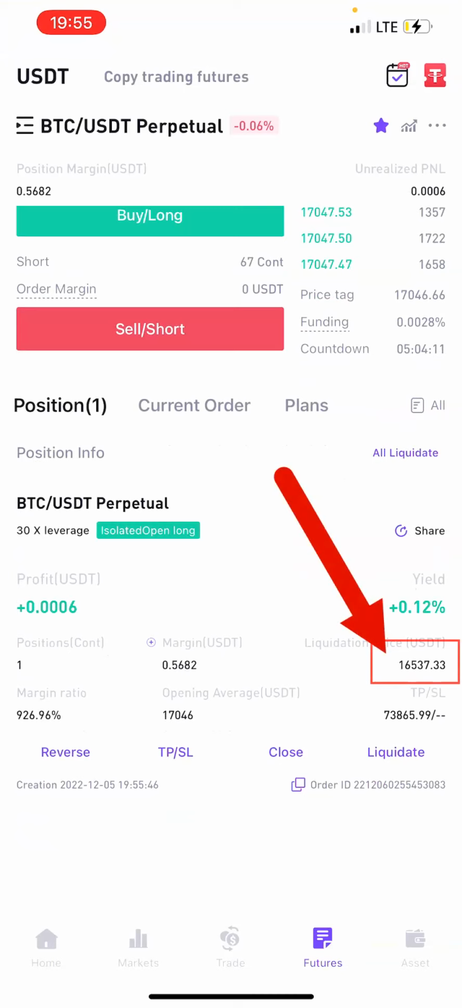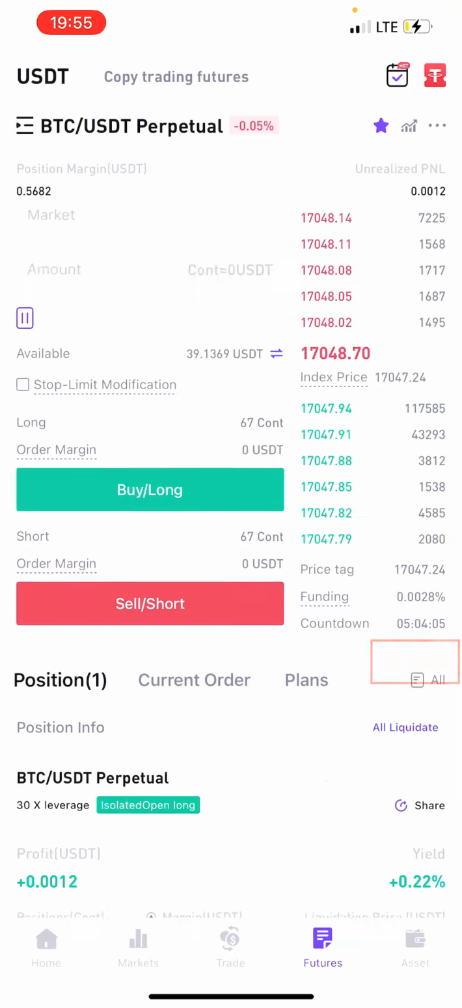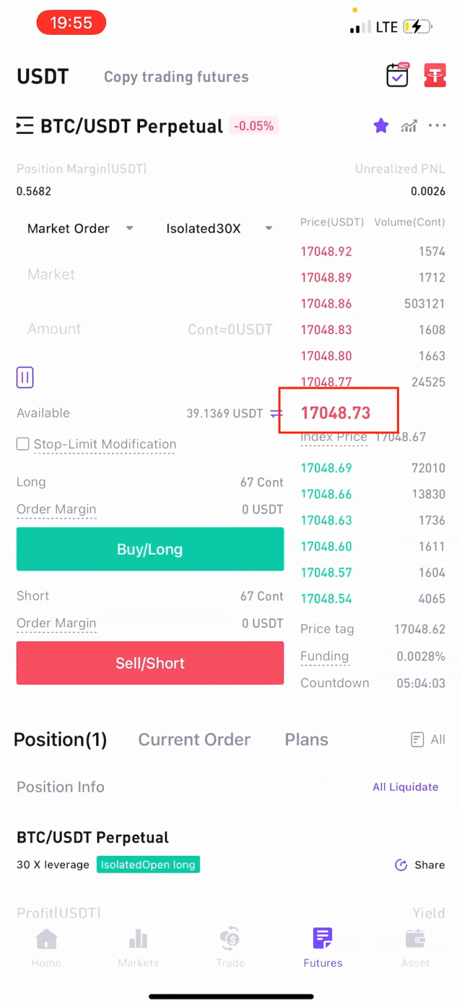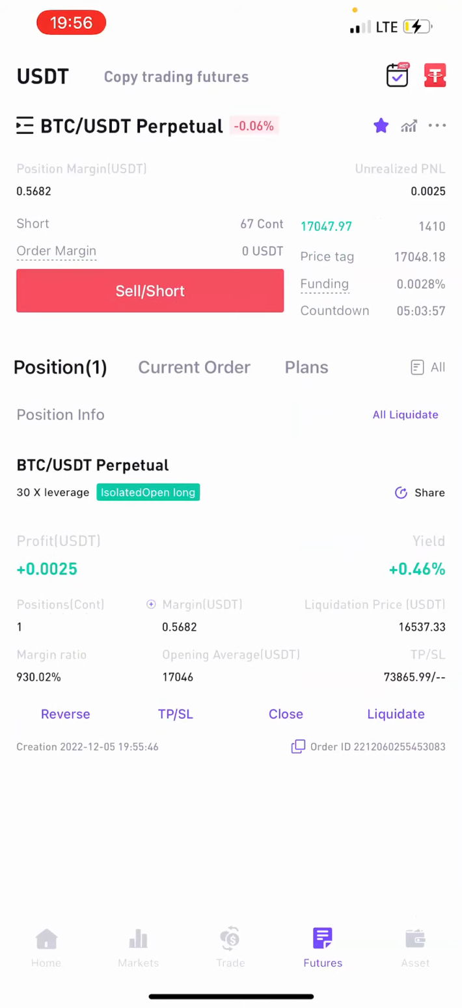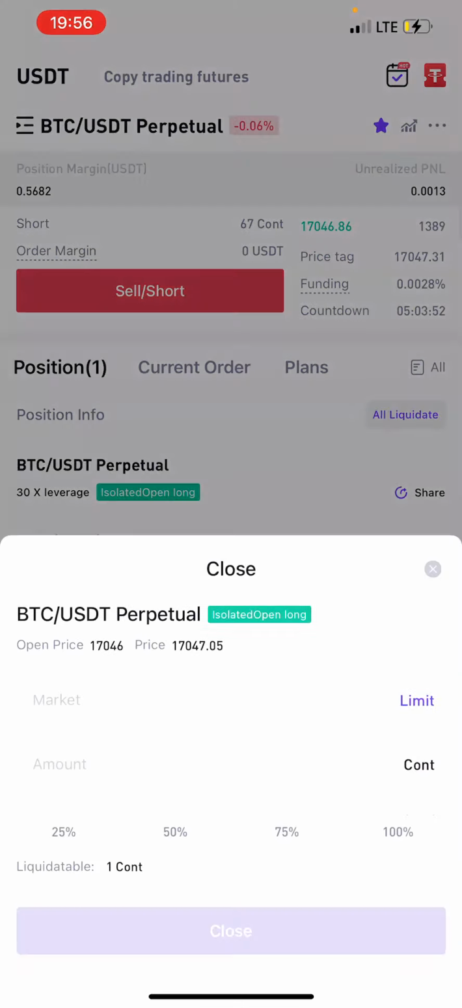If you look closer now, you see that my liquidation price is 16,537. If you look at the current market price, the current market price is 17,048. So using isolated 30x, my liquidation price is 16,537. Let me quickly close this.